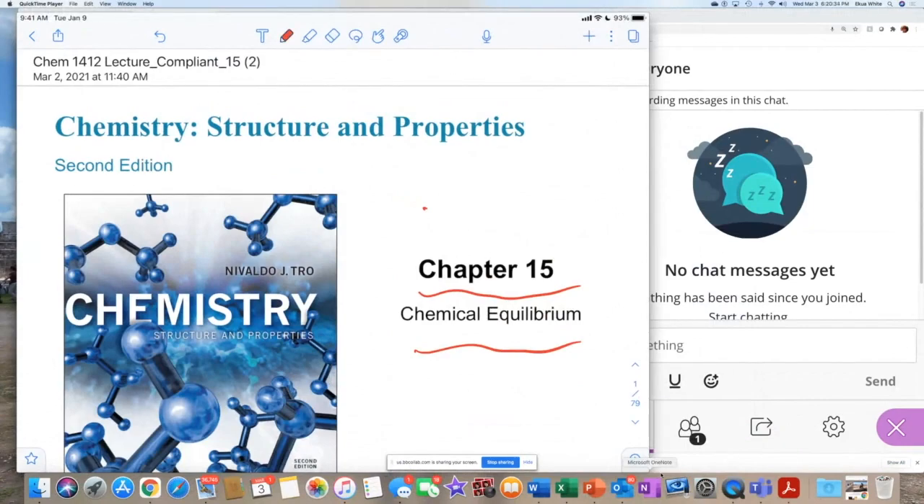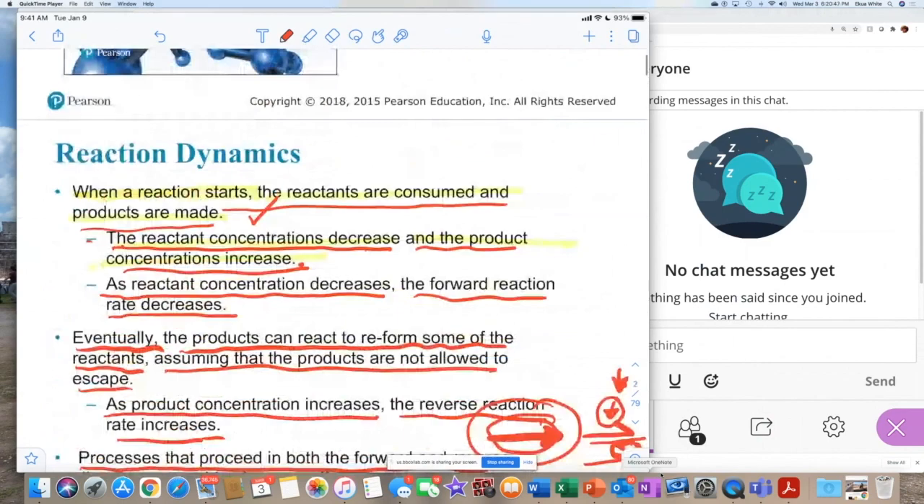Chapter 15, Chemical Equilibrium. So I will try to cover as much as I can tonight. I won't cover too much because my goal is for us to spend most of our time together working on this tomorrow for those of you who are able to show up. Okay, we're talking about chemical equilibrium.